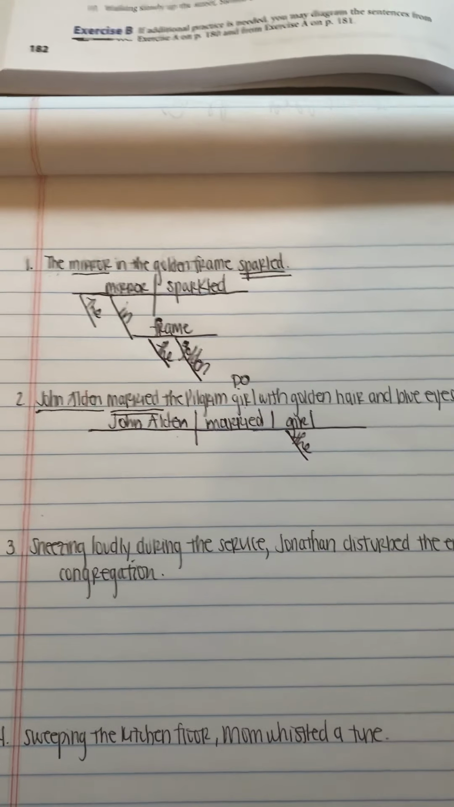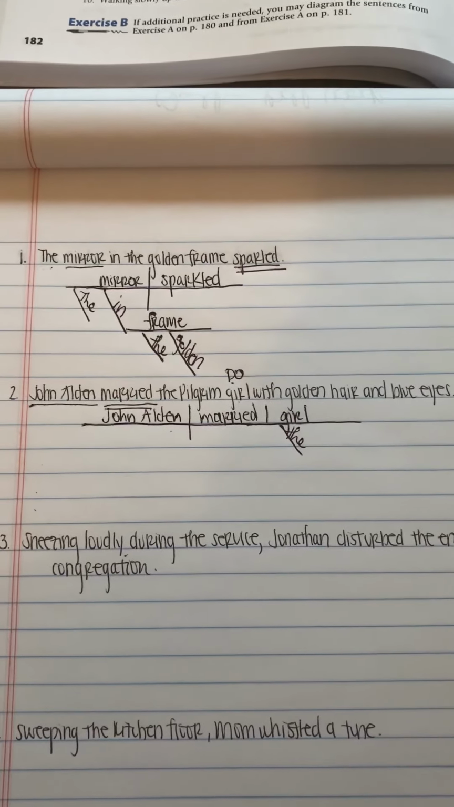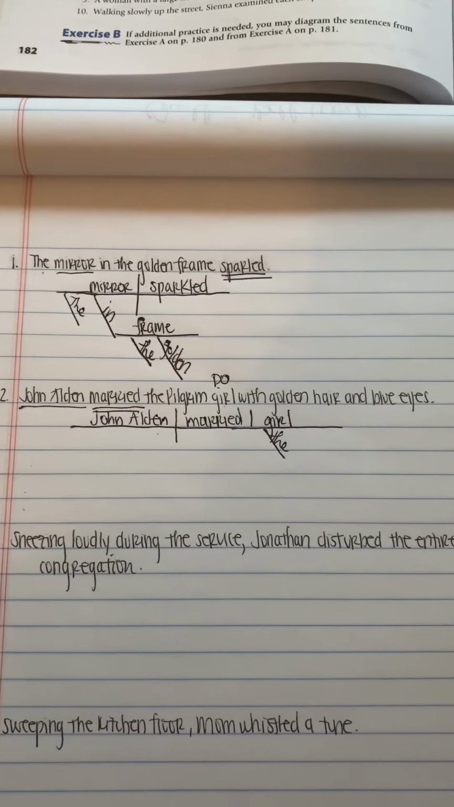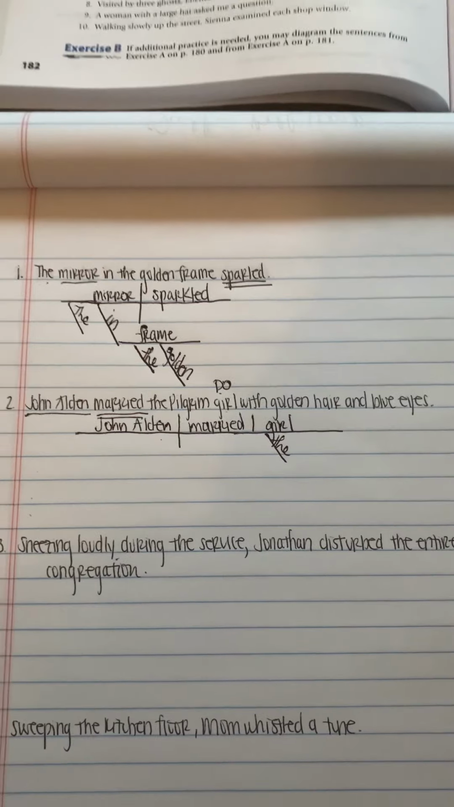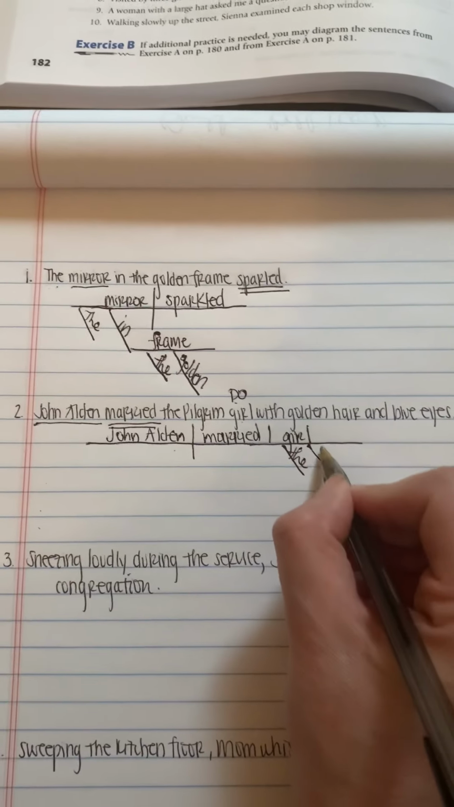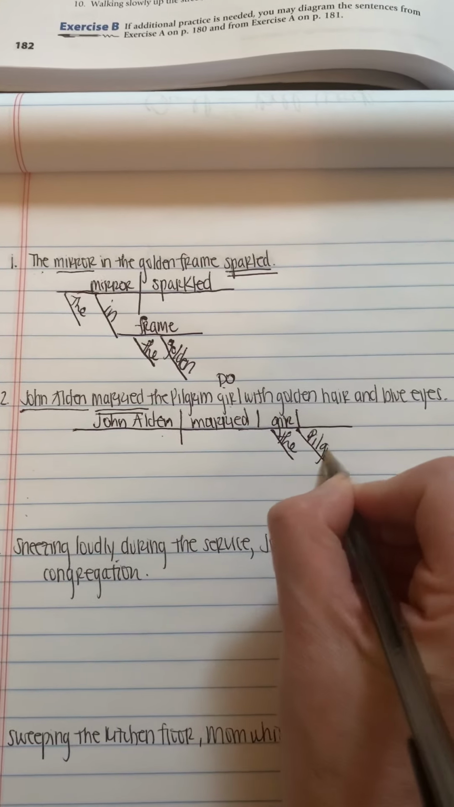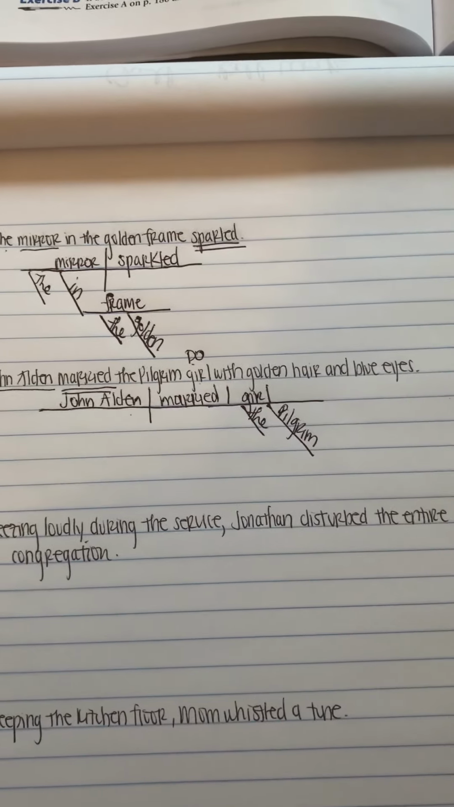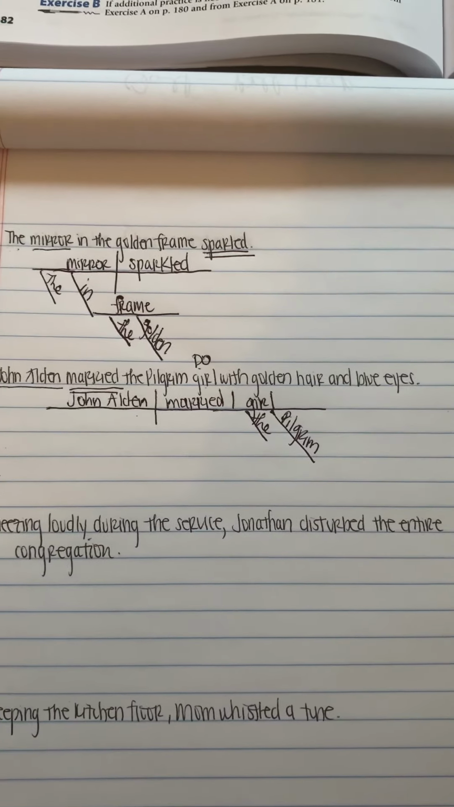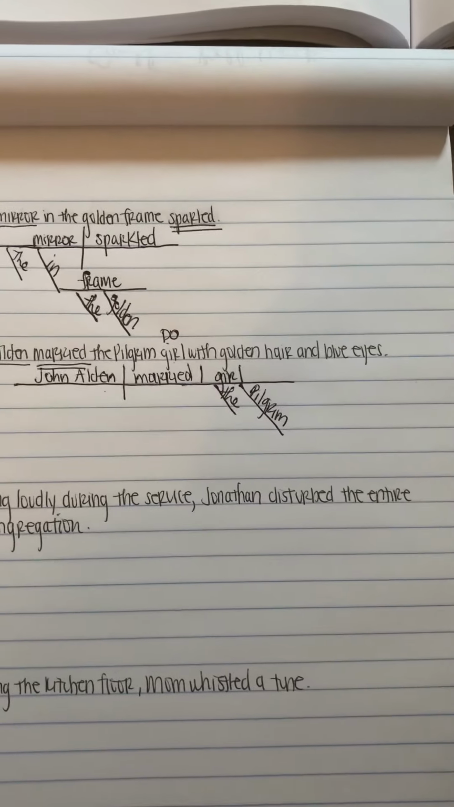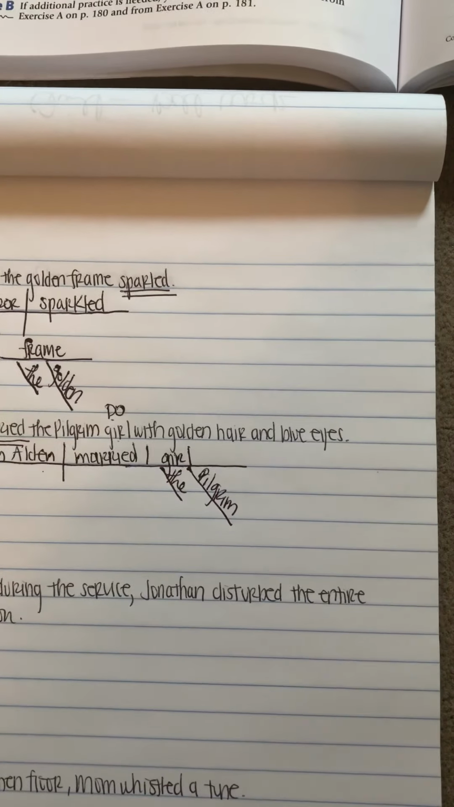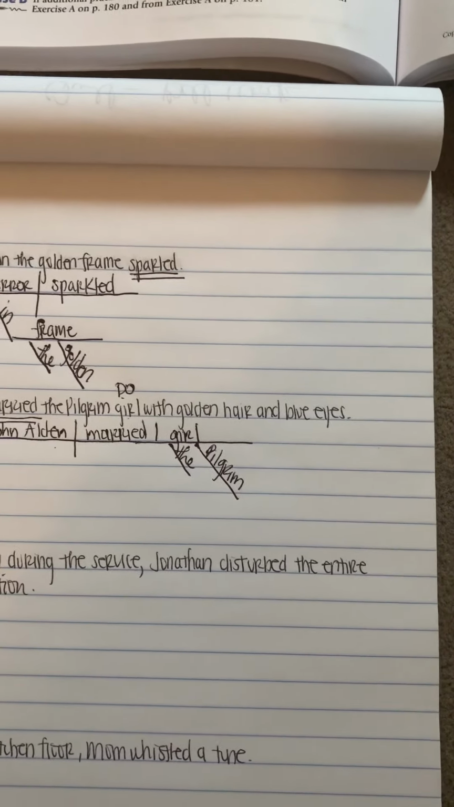Then we have pilgrim. Pilgrim is telling you what? What kind of girl? So it'll go under there. Make sure you capitalize. And then after girl, with golden hair and blue eyes, prepositional phrase. Okay? And you see that conjunction? So it's a prepositional phrase with more than one object.